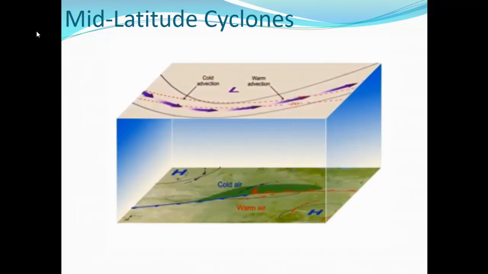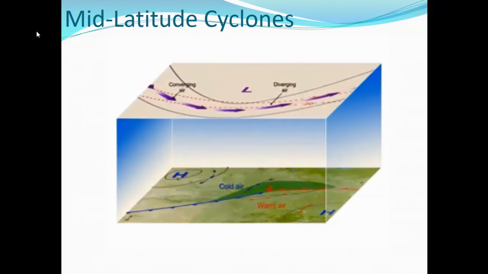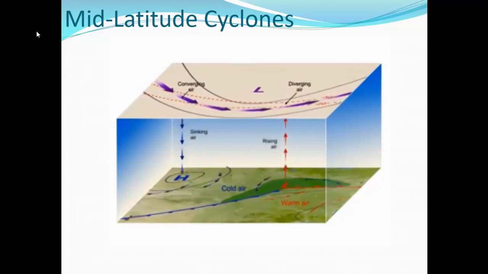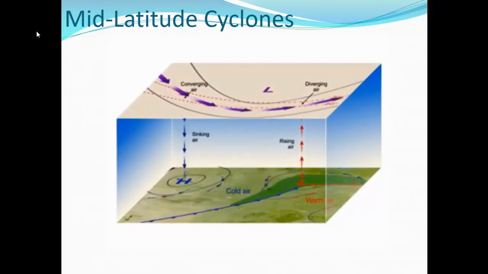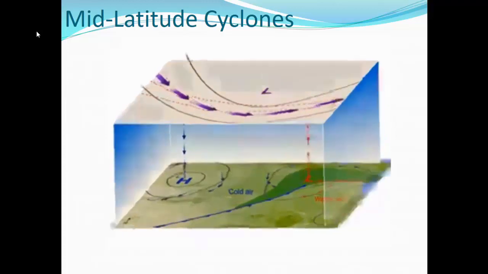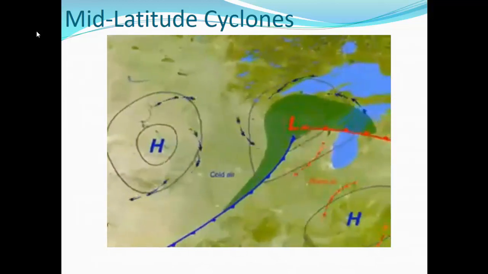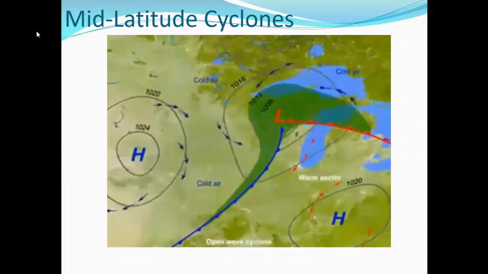Now, as that shortwave trough begins to transition and move, you can see the low at the surface is also moving with that long wave trough. And the low at the surface is moving at about half the speed as those upper level winds in the jet stream. And you can see the formation and development of the low at the surface, pretty typical open wave mid-latitude cyclone, cold air advection behind the low, warm air advection ahead of the low.